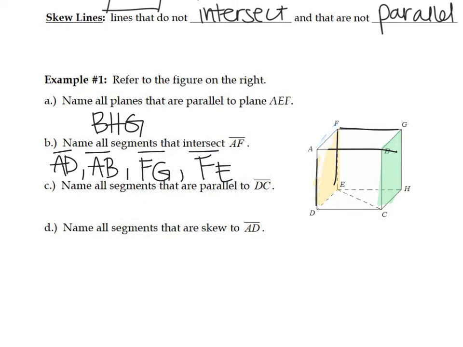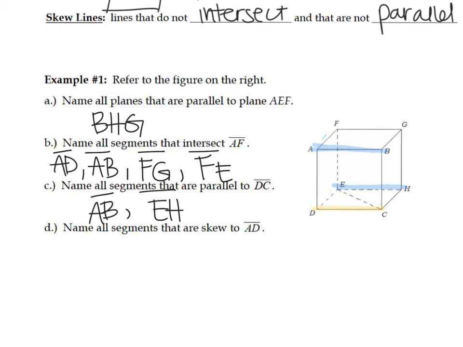Next, we want to name all segments that are parallel to segment DC. Let's go ahead and erase what I've highlighted so it's a little bit easier to see what we're talking about. All right, so if we find our segment DC, this is our segment. So parallel, directly above it, directly across from it, there are 2 lines. First we have segment AB, and we also have our segment EH, both of which are parallel to DC. So we have AB and EH.